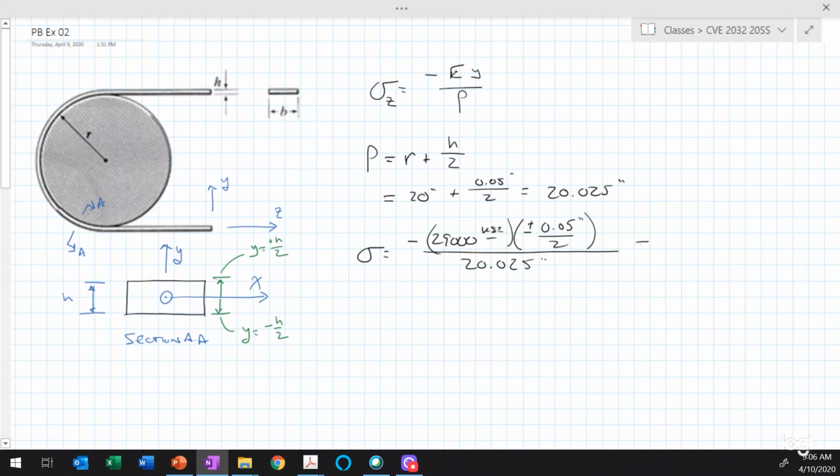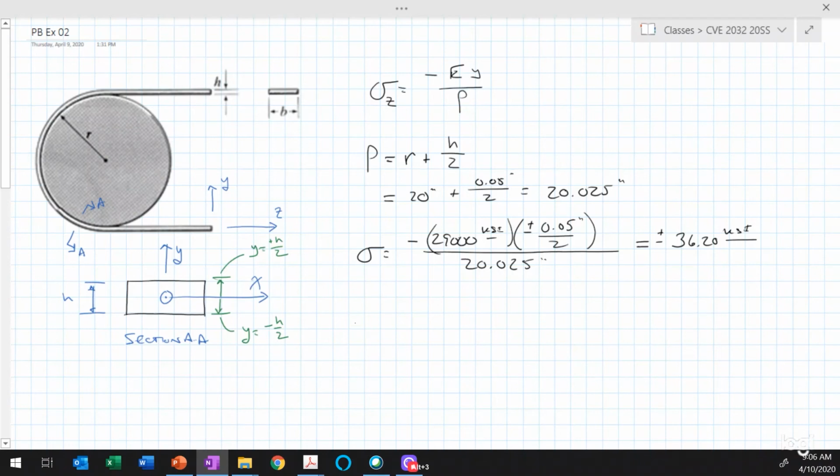And then what that gives us is a stress that is either equal to minus or plus 36.20 KSI. So if we're looking at the top fiber, then y is positive, so that gives us a negative stress, a compressive stress. And if we're looking at the bottom fiber, then y is negative, so then that gives us a positive stress or a tensile stress.